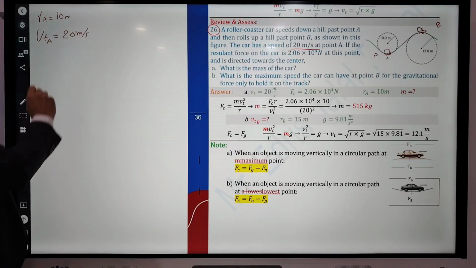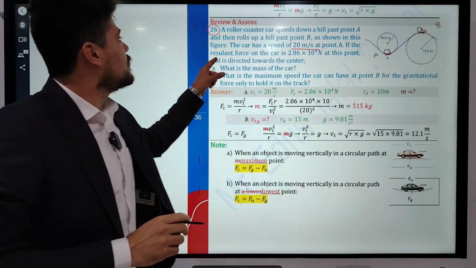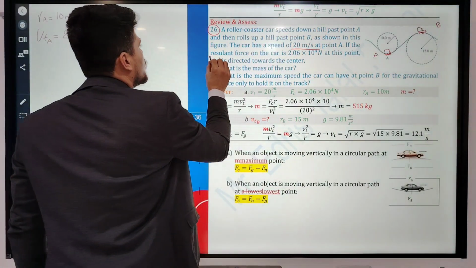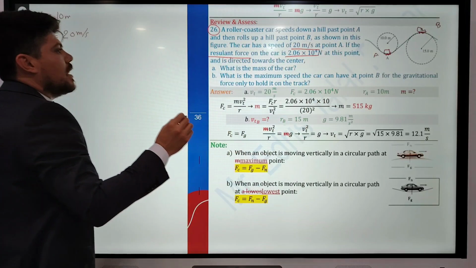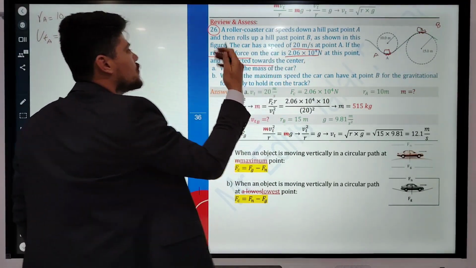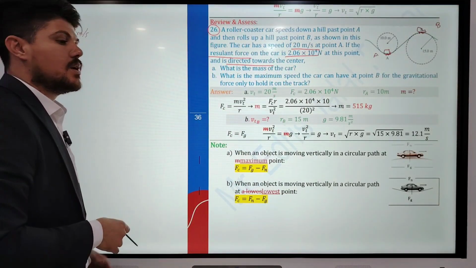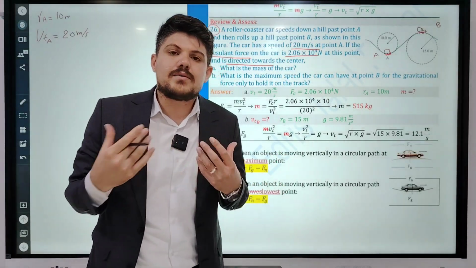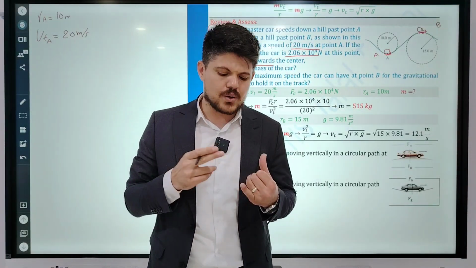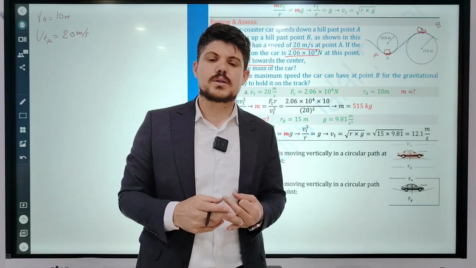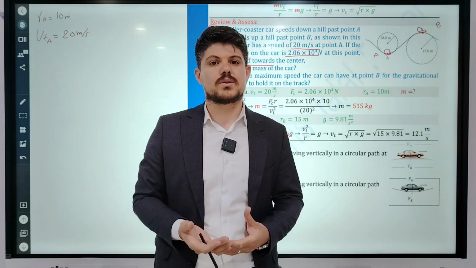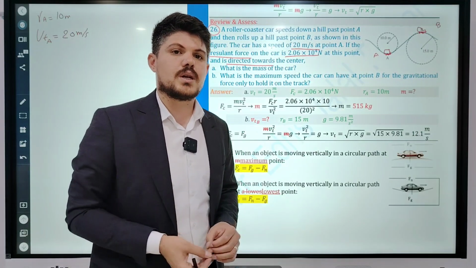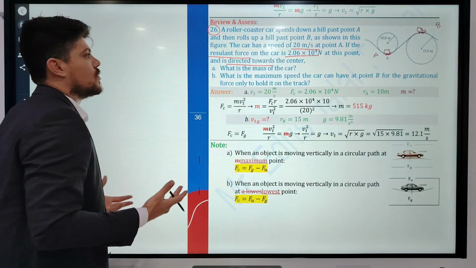20 meters per second. Okay, if the resultant force, what do you mean by resultant force on the car? Which force is directed toward the center? Be careful, please. We have many different types of force, like normal force, frictional force, gravitational force, centripetal force, static frictional force, okay? So it is very important to indicate which force this is.